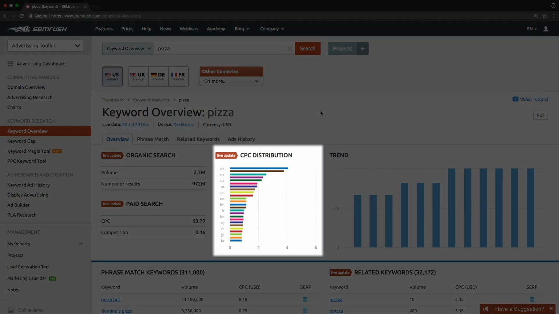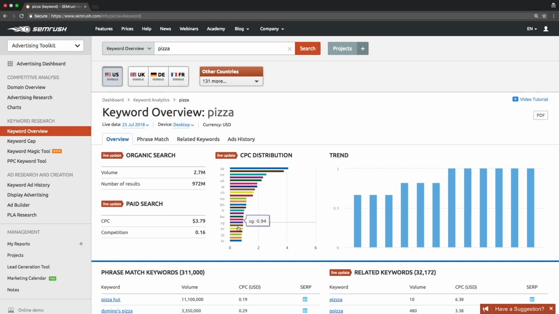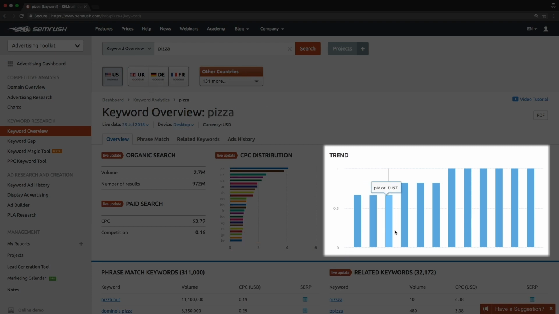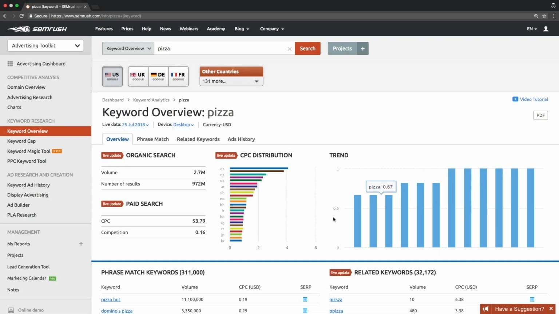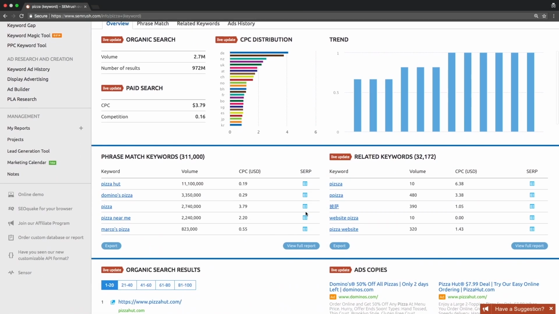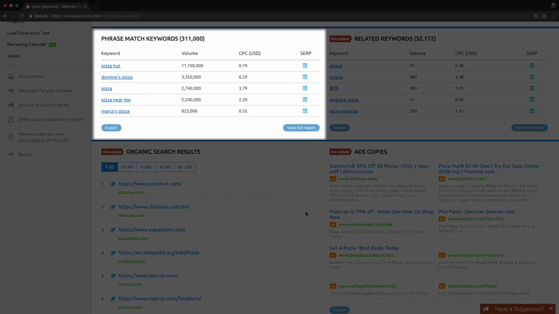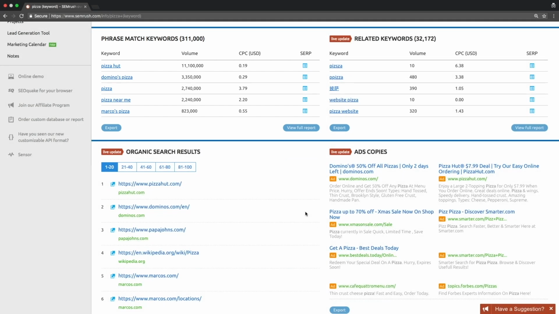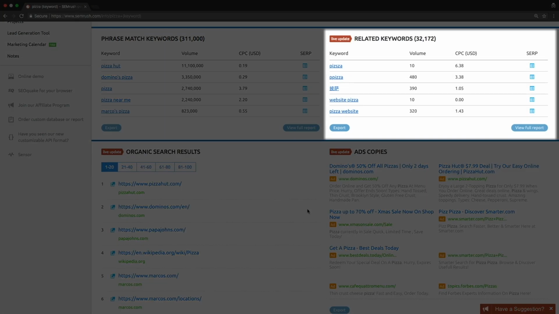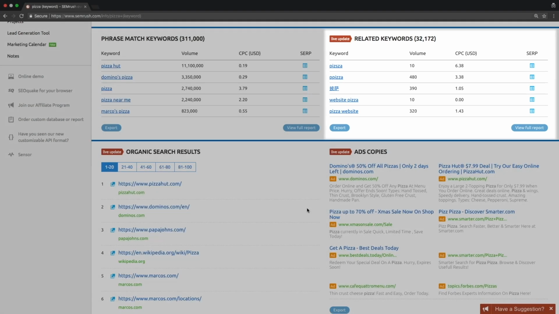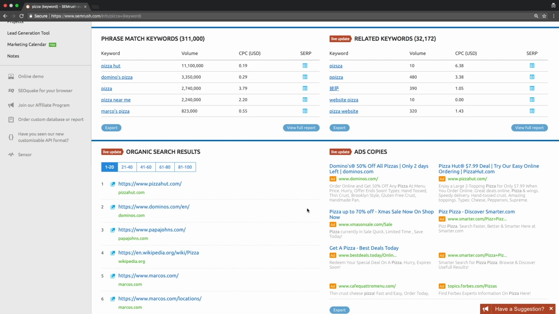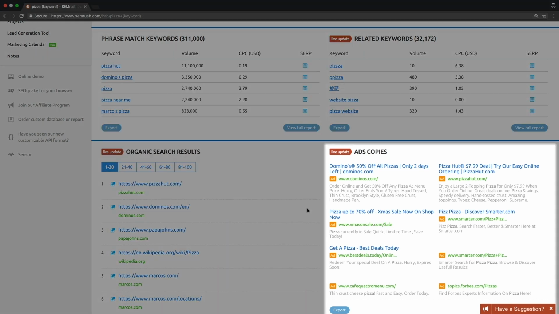The CPC distribution chart shows the average click price across different databases. The trend on the right-hand side of the screen shows how much interest the keyword attracted over the past year. Below you will see two lists with phrase match keywords and related keywords. Phrase match keywords mean longer terms that include the queried keyword. The related keywords list is comprised of misspellings and semantically related terms that trigger similar search results. We will see these reports later on in this video.